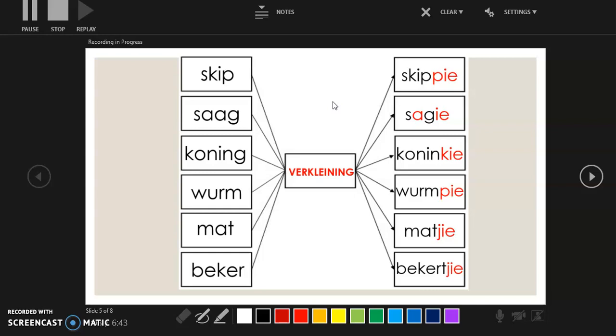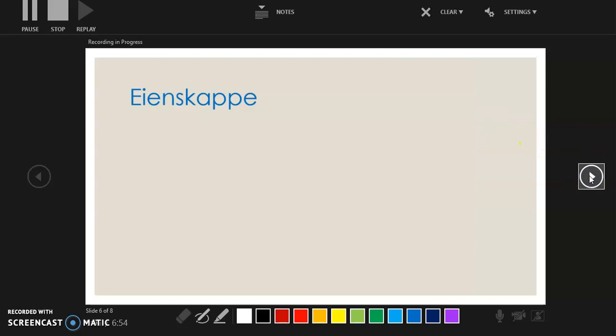There's also rules that you need to follow to put a word into its diminutive form. But that's also on a slide that I'll show you later on. Good. So, we have done now a couple of examples. Now, let's look, in other words now, all right, at the characteristics of a noun.